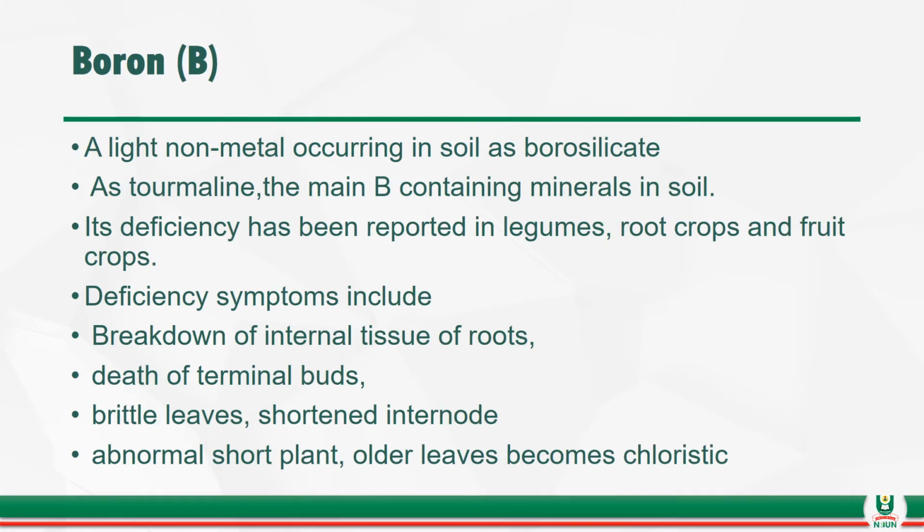Let's start with boron. Boron is a light non-metal occurring in soil as borosilicate and as tourmaline. The main boron-containing minerals are these two that I have mentioned. Its deficiency has been reported in legumes, root crops, and fruit crops. Deficiency symptoms include breakdown of internal tissue or roots, death of terminal buds, brittle leaves, shortened internodes, and abnormally short plants. Older leaves become chlorotic.